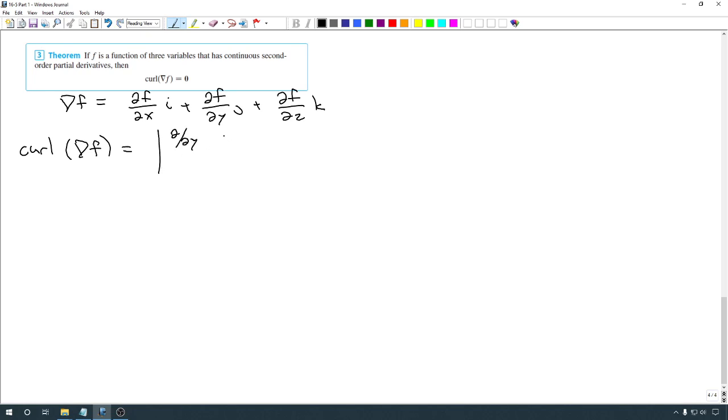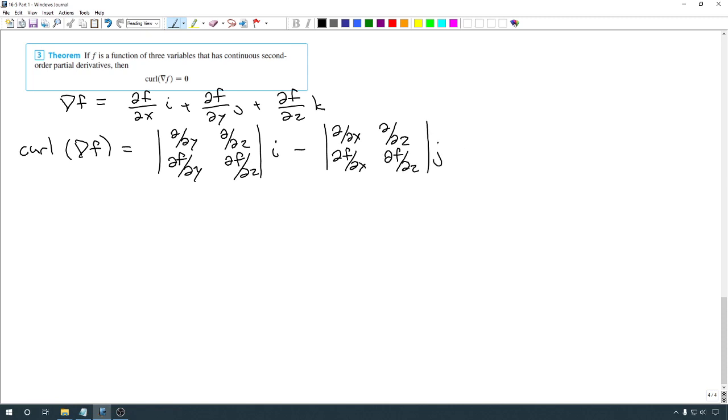When we write this out, we end up with the 2 by 2 determinants. The derivative with respect to y and z on top, then df dy and df dz. That's our i component. Our j component is the derivative with respect to x, derivative with respect to z, then the derivative of f with respect to x, derivative of f with respect to z. And same thing with the k component, we have derivative with respect to x, derivative with respect to y, then the derivative of f with respect to x, and derivative of f with respect to y.